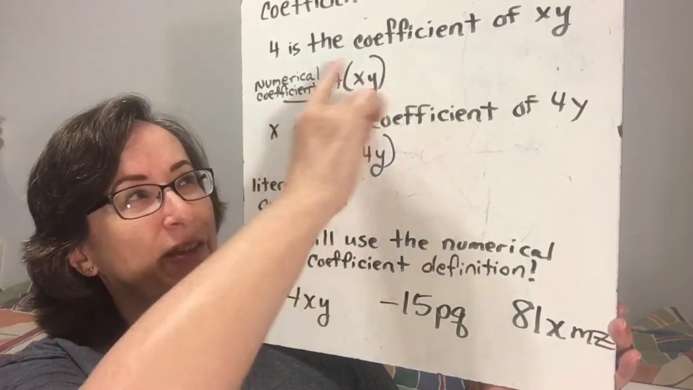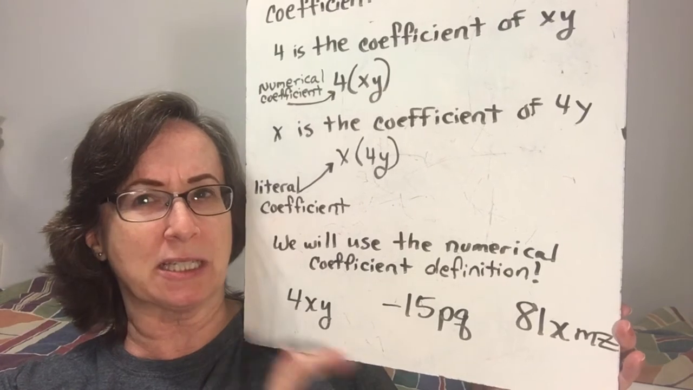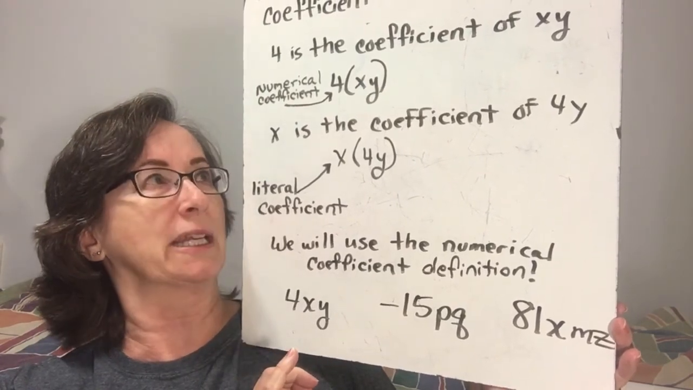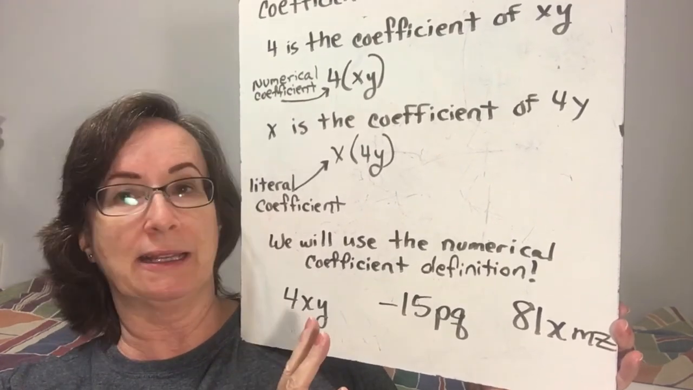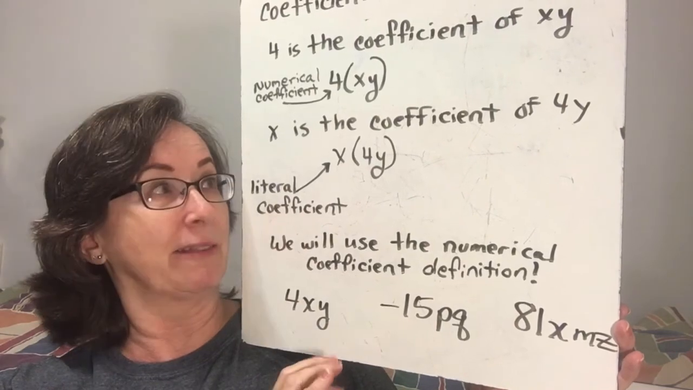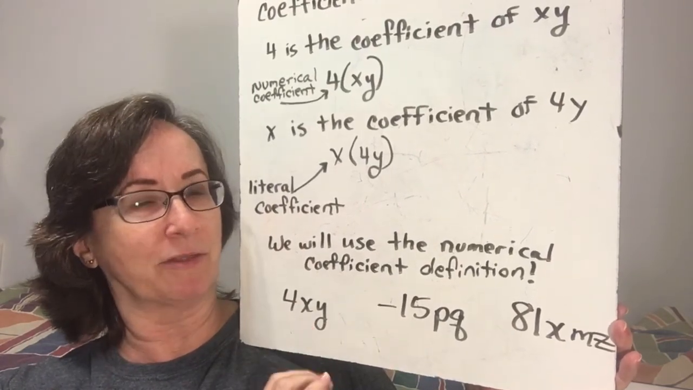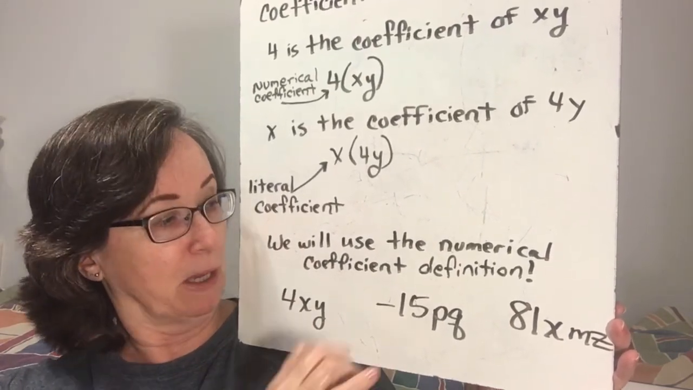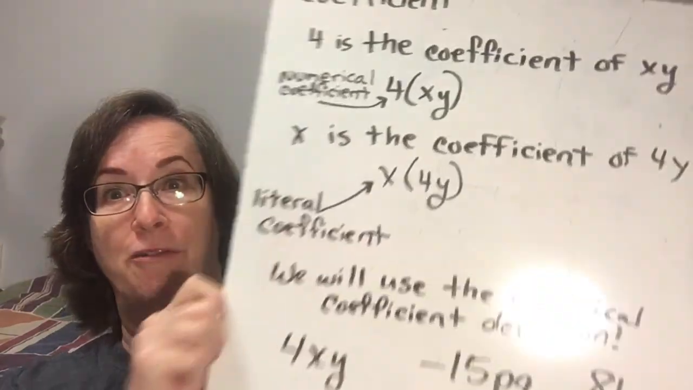Like I said, this other information is maybe just a little bit more than you actually needed to know, but it doesn't hurt you to know that there are different types of coefficients. We're just going to be working with numerical coefficients in this textbook. And now we'll go to section B.